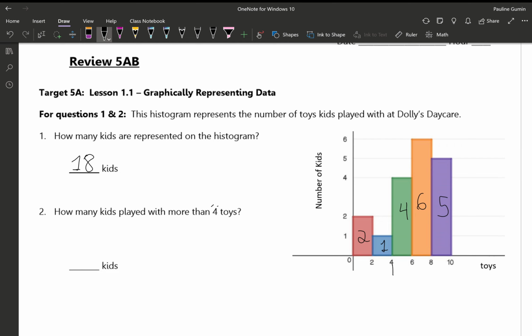How many kids played with more than 4 toys? So I'm going to find 4. More than means to the right. So I'm just going to add 4, 6, and 5 to get 15 kids.